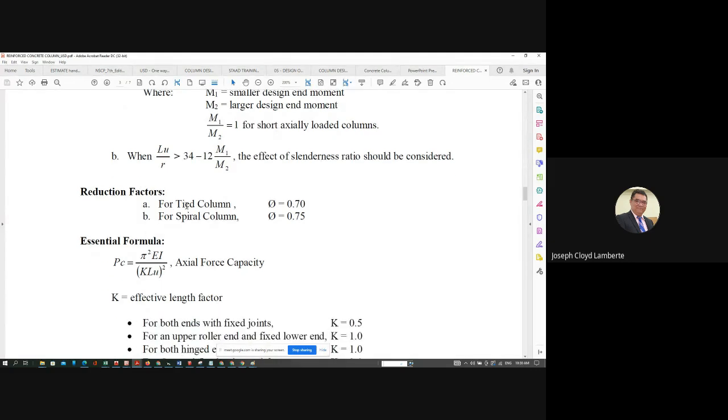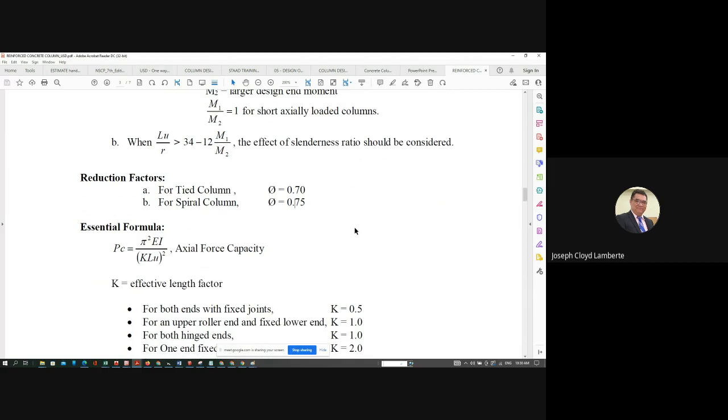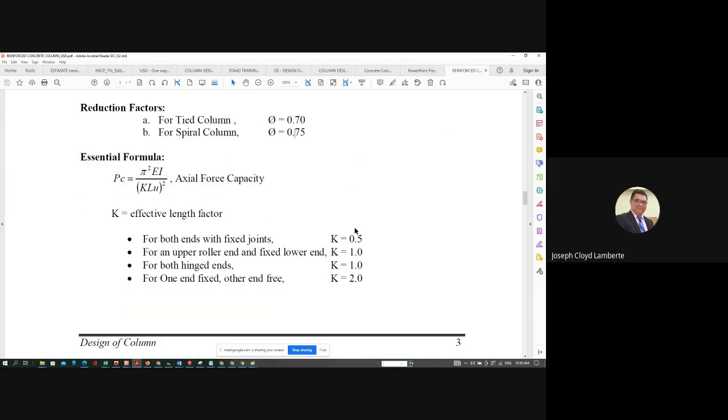Okay, we have reduction factors for column. For tied column, that is 0.70. For spiral column, that is 0.75. So we have essential formulas that we may be able to use.